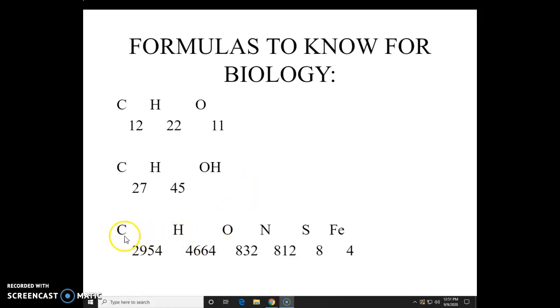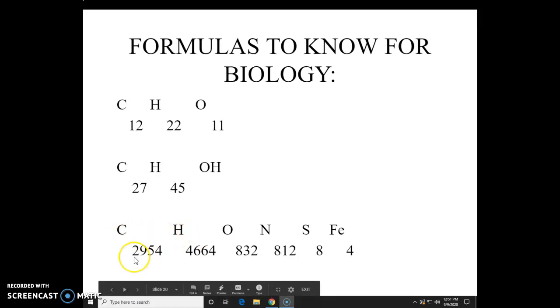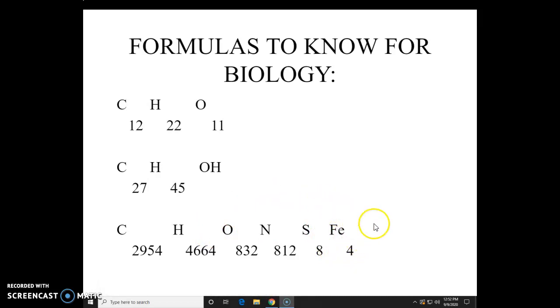And wow, look at this one. C2954H4664O832N812S8Fe4. That is hemoglobin. Because of the iron in it, it is found in your blood. It carries oxygen in your blood, and it's made with iron. The iron is actually a reddish metal, and it's what makes your blood red.